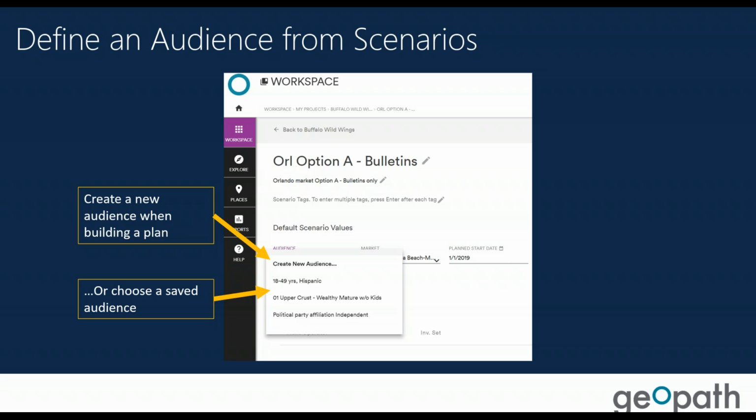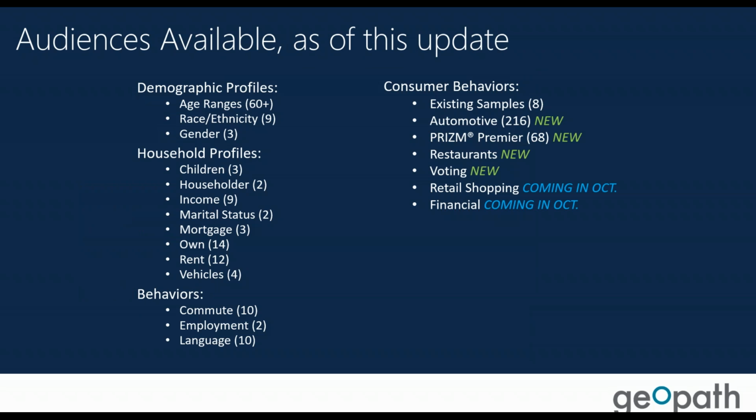But just wanted to talk about a new feature: when you're in the workspace, you can actually create new audiences from the workspace section. So not always having to go into the Explore panel to create your audience and then go back into the workspace. You can do it right from the workspace section. And you could choose your saved audiences, or you can actually create a unique audience there as well.